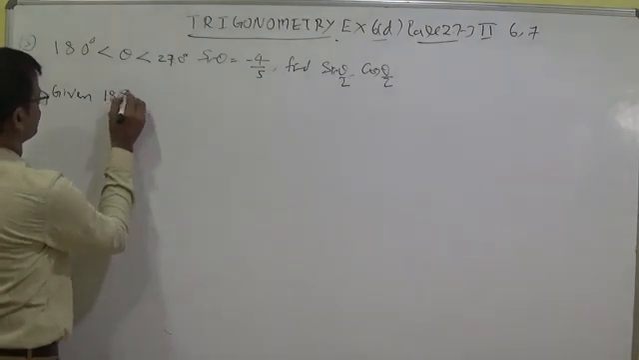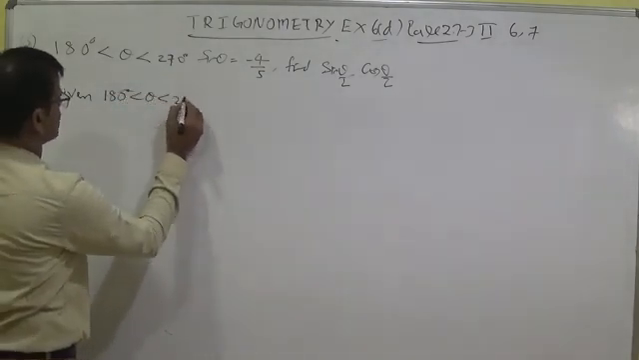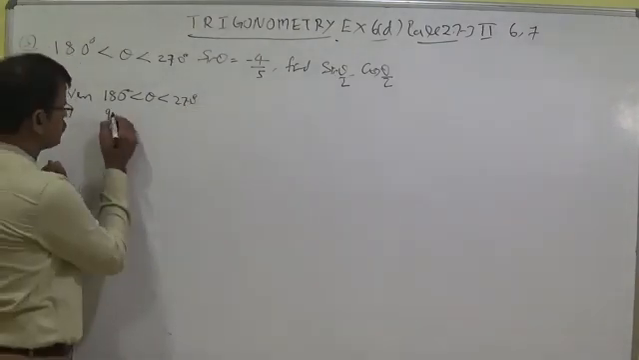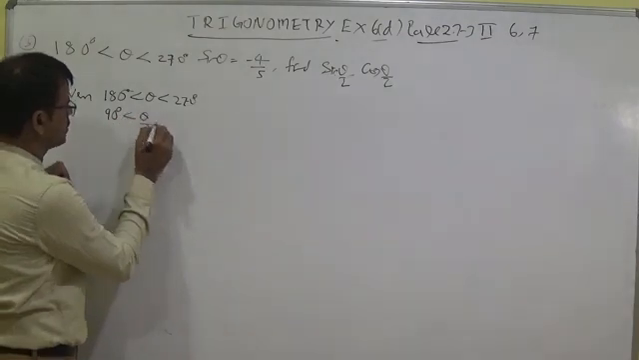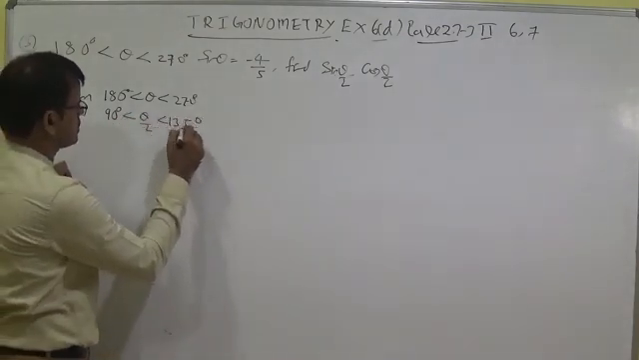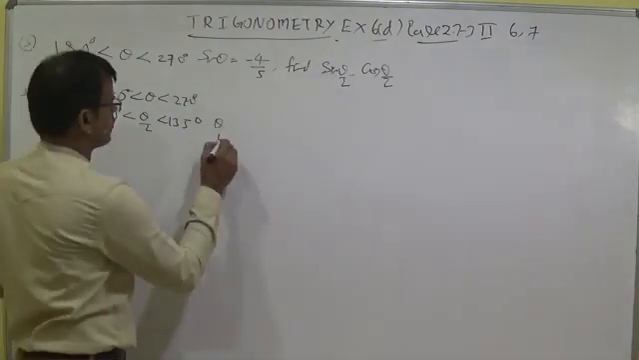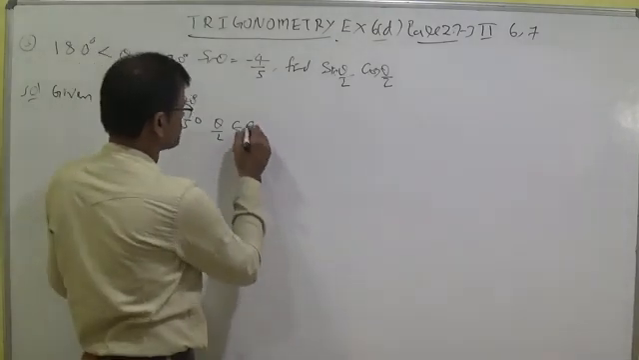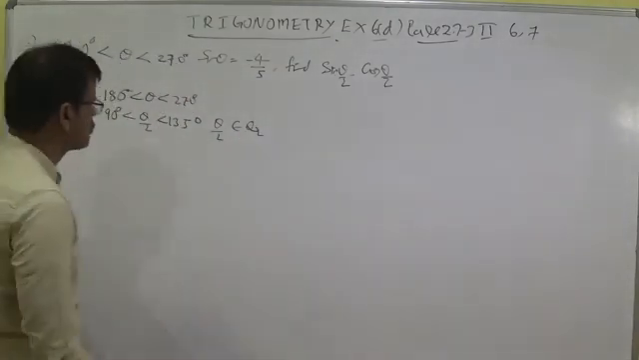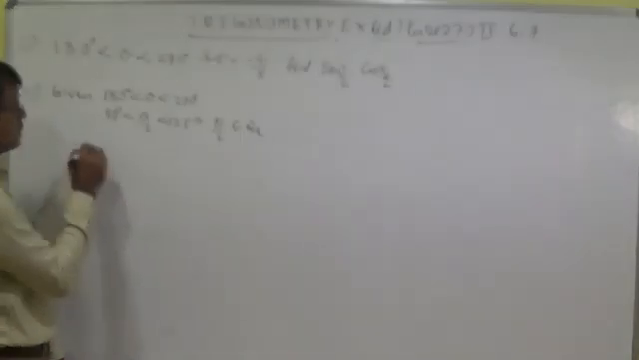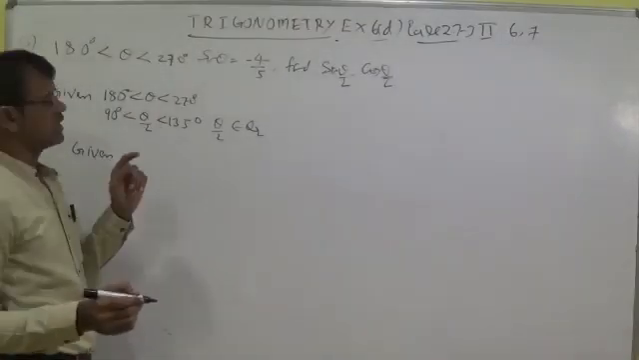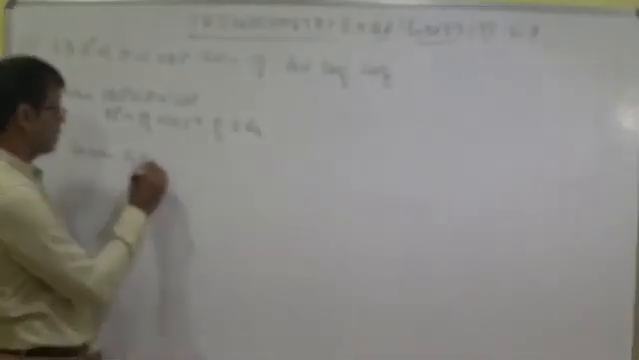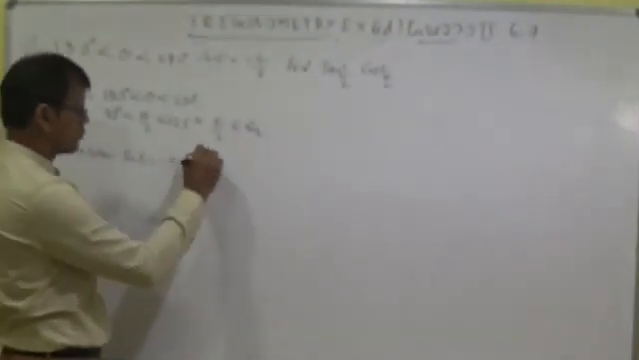Given value 180 degrees less than theta less than 270 degrees. If we divide by 2, you can write 90 degrees less than theta by 2 less than 135 degrees. So whenever theta by 2 is between 90 and 135, you can understand that theta by 2 belongs to Q2. Given 180 less than theta less than 270, it is in the third quadrant, where sin is negative. Given sin theta is negative only. So sin theta is equal to minus 4 by 5.